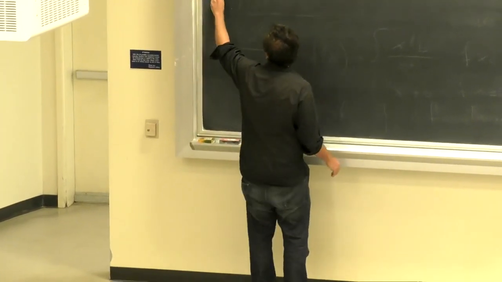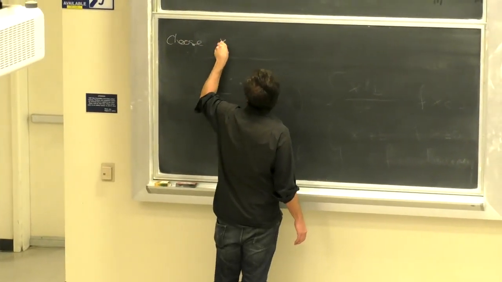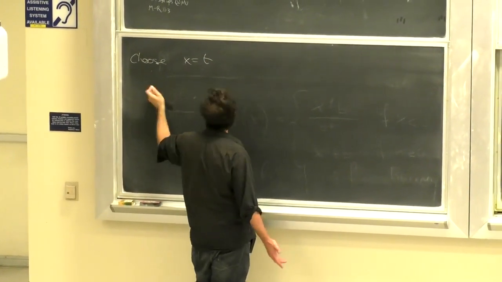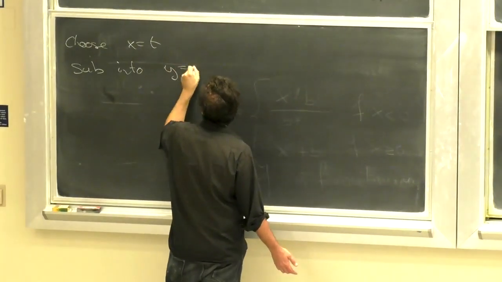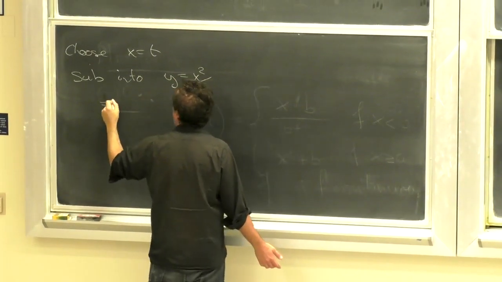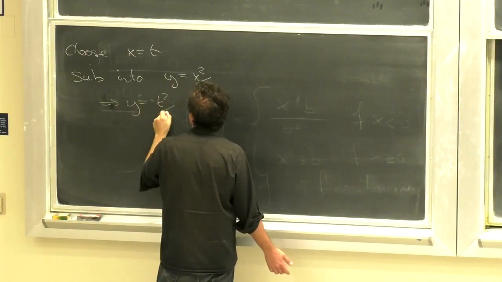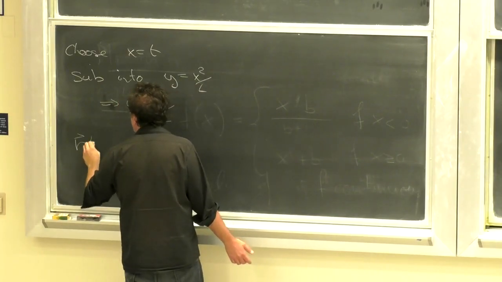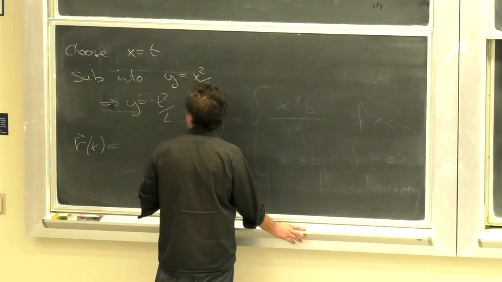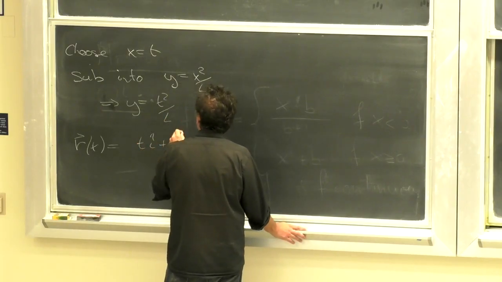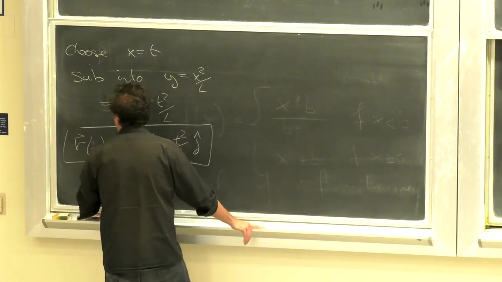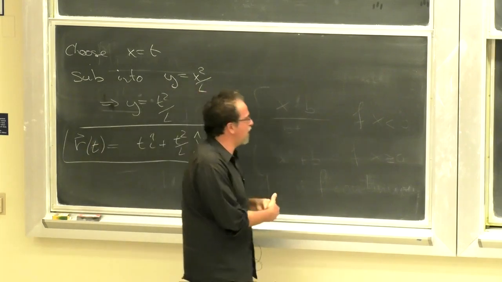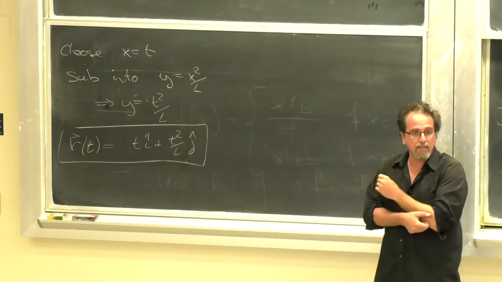So choose x equal t, and then you substitute into the y equation, y equals x squared over L, and that implies that y equals t squared over L. And so if I were to write my r of t, that's equal to t i hat plus t squared over L j hat. That is the position vector as a function of time. Notice that at time equals 0, it's at the origin.